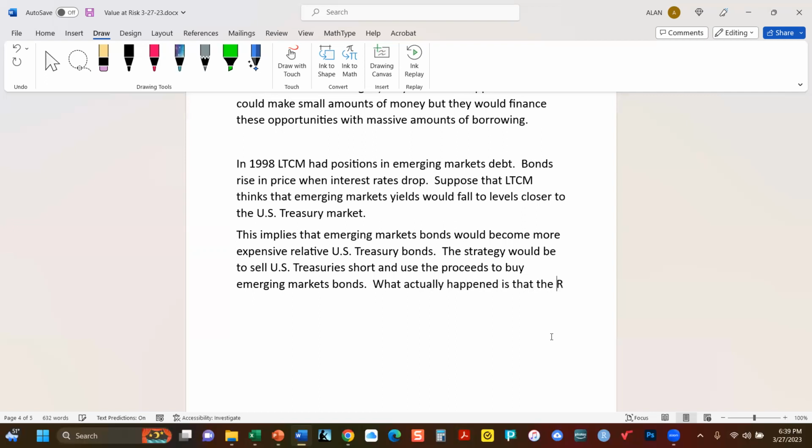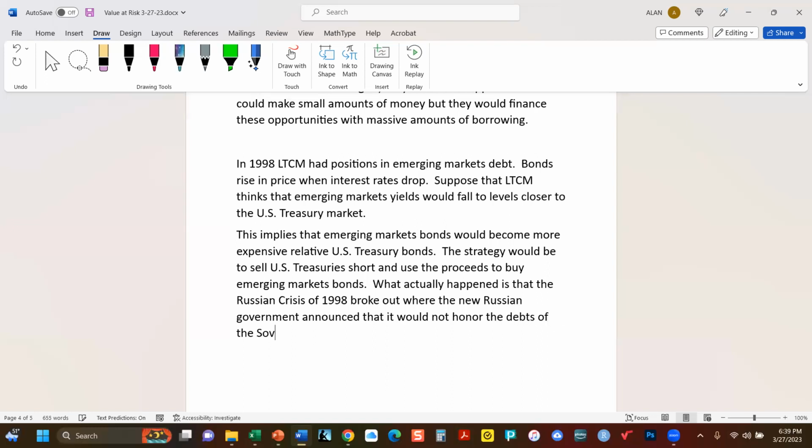is that the Russian crisis of 1998 broke out, where the new Russian government announced that it would not pay or honor the debts of the Soviet Union on the grounds that it was a different country. And imagine them coming out and saying, listen, if you bought bonds from the Soviet Union, you're out of luck. We're not going to pay for them. It's not our problem. Okay. And of course, it was partially because they simply couldn't afford it.